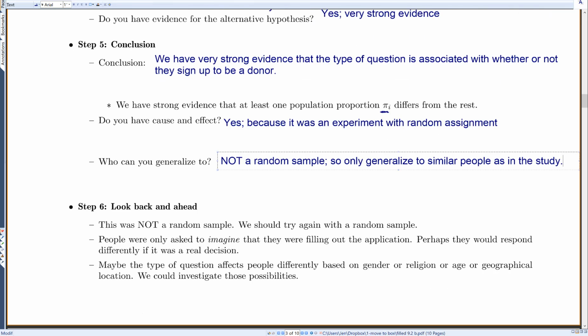Step 6 is look back and ahead. This was not a random sample. We should try again with a random sample. Also, people were only asked to imagine that they're filling out the application. Perhaps they'd respond differently if this was a real decision.